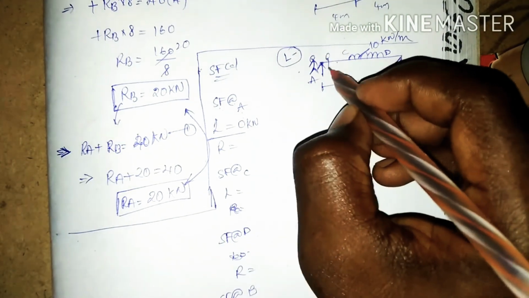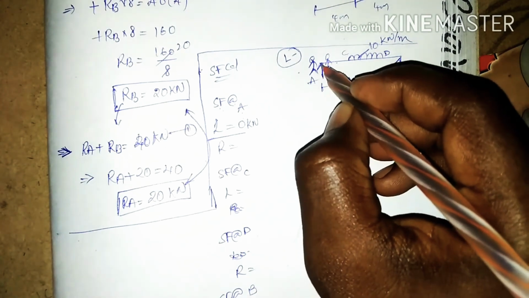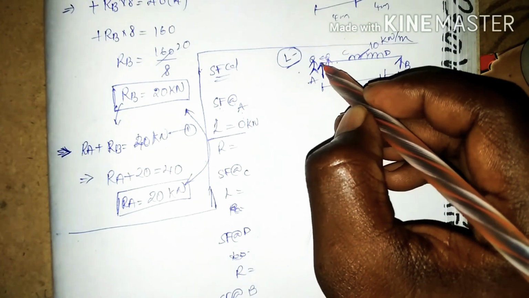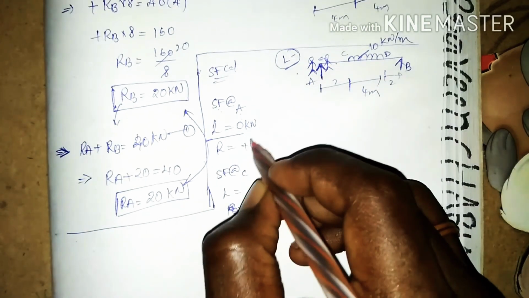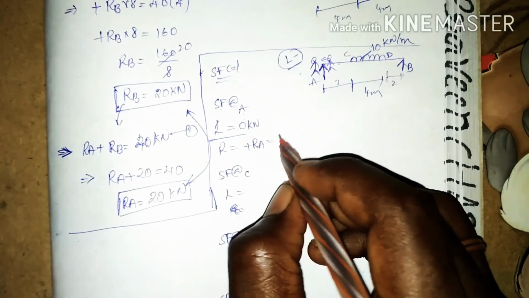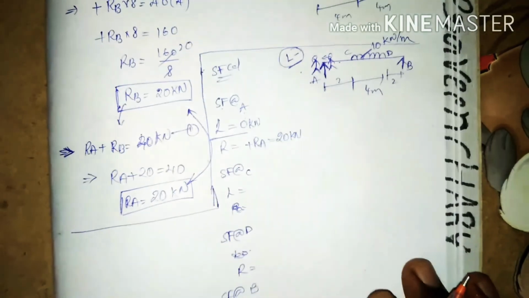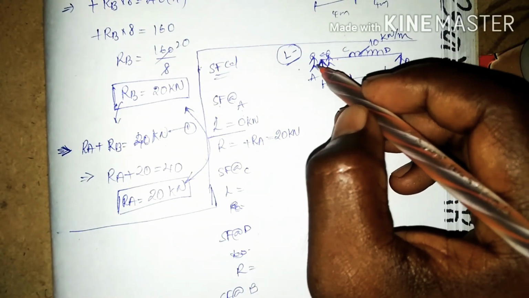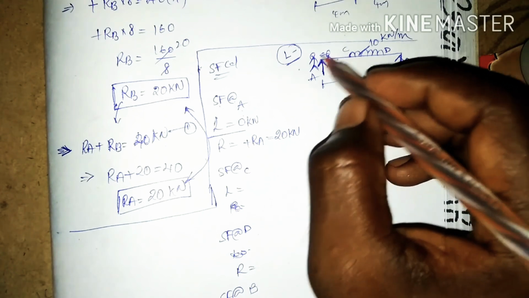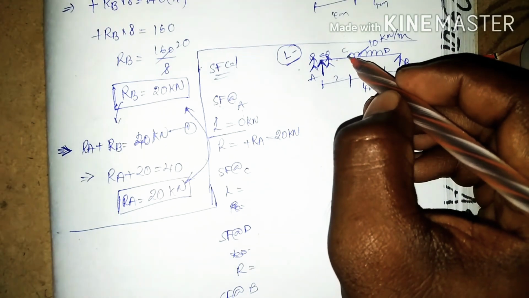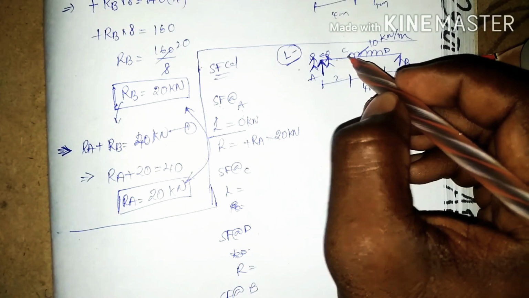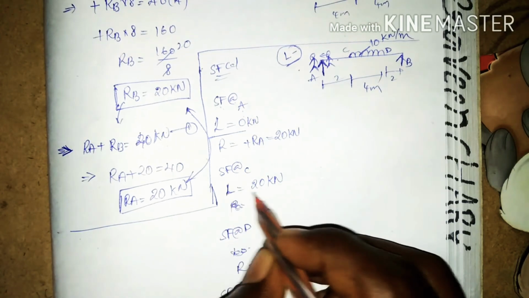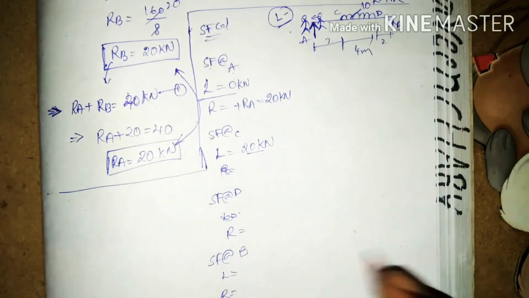When I stand just right of A, looking to the left side, I find an upward reaction, the magnitude of RA, which is 20 kilonewtons. And next, from A to C, we have no point loads or UDLs. Then up to the left of C, we continue the same load of RA, that is 20 kilonewtons.